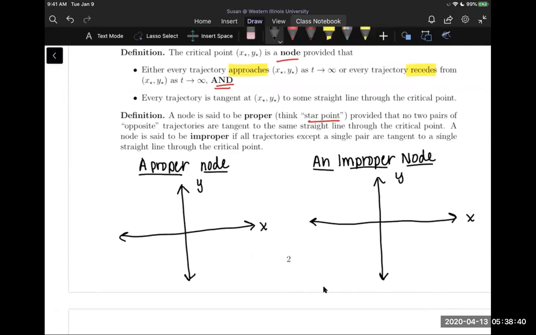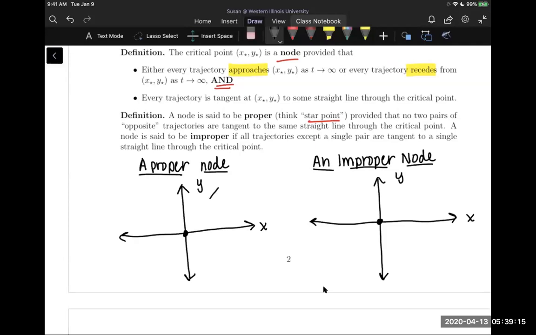All right, and so I had mentioned that proper nodes are often thought of as star points or star nodes because they look like stars. So what I'm going to assume is that in both cases, my critical point is at the origin. A proper node, remember the definition of the node is that the trajectories either need to approach or recede from that point. I'm just going to choose to have my trajectories approach it, so they're going to be going into that origin. And then proper says that no two pairs of opposite trajectories are tangent to the same line.